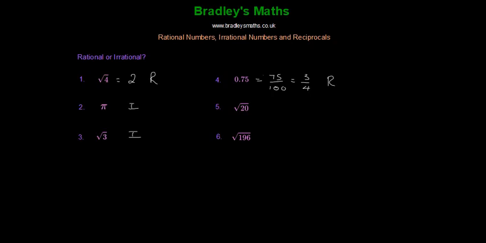Root 20. 20 is not a square number. Root 20, therefore, is irrational. And root 196. The square root of 196 equals 14, which is rational. There we go. Let's move on. Did you get them all right? Hope so.